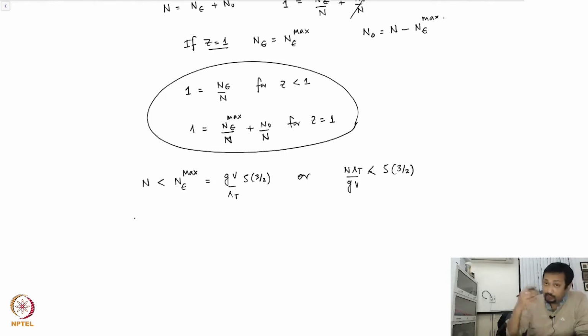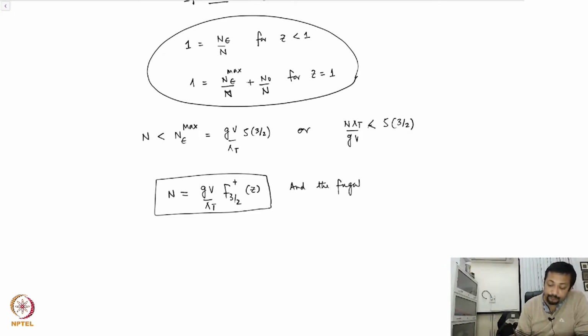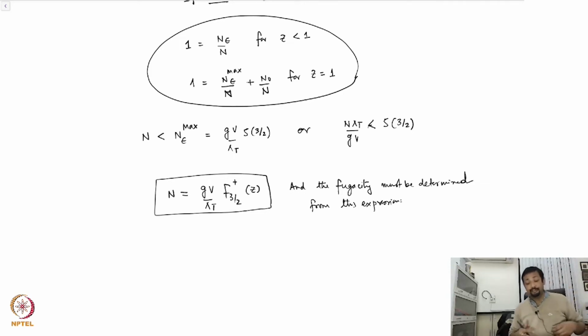That means you can still accommodate the particles in the excited levels, so that you have this expression for N, and the fugacity must be determined from this expression, as we have done for a fermion system, for an ideal Fermi gas.